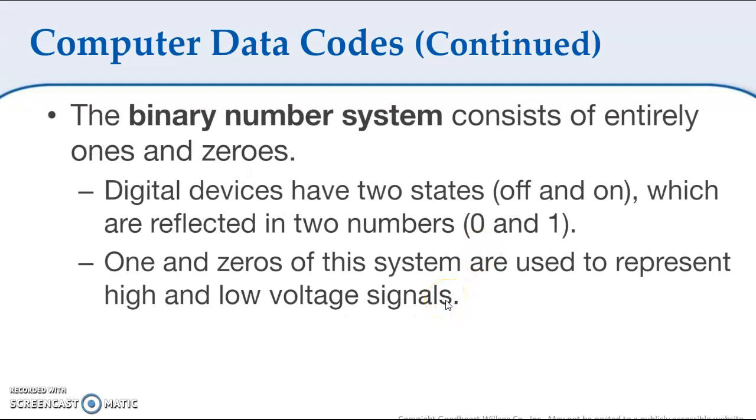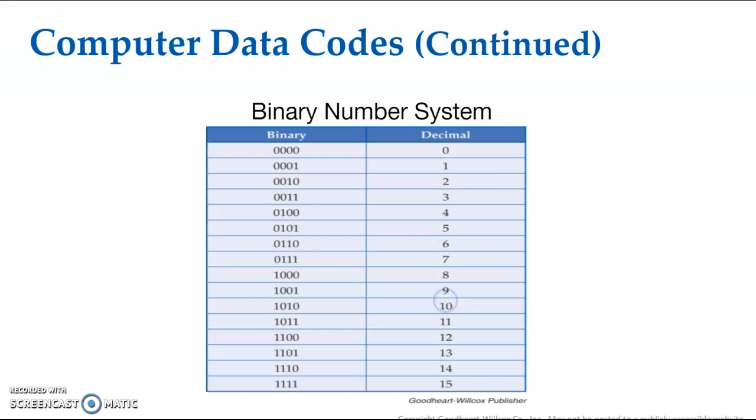Now, the binary number system is entirely ones and zeros. So the combination of ones and zeros and where they are is going to tell the computer exactly what data to either retrieve, process, or store. Digital devices have two states, off and on, which are reflected in the two numbers, 0 and 1. So one of them is off, the other one is on. Ones and zeros of this system are used to represent the high and low voltage signals. Thus, basically a computer language, how computers communicate.